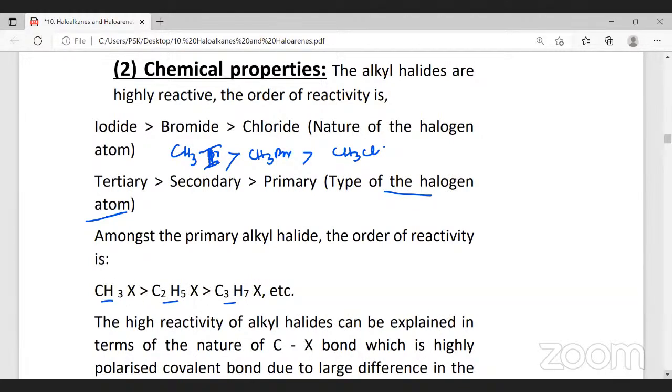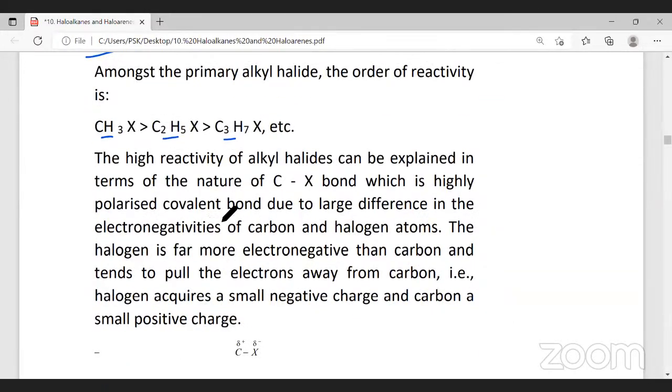The high reactivity of alkyl halides can be explained in terms of the nature of the carbon-halogen bond, which is a highly polarized covalent bond due to the large difference in electronegativities of carbon and halogen atom. The halogen is far more electronegative than carbon and tends to pull the electron away from carbon. That is, halogen acquires a small negative charge and carbon acquires a positive charge. It's explained here: since halogen is more electronegative, it pulls the electron pair towards itself, so halogen gains negative charge and carbon gains positive charge.